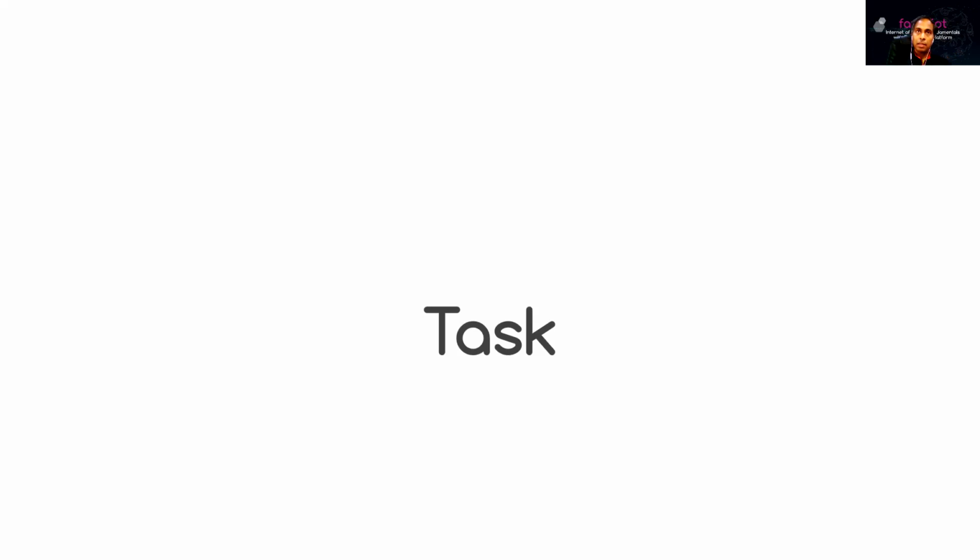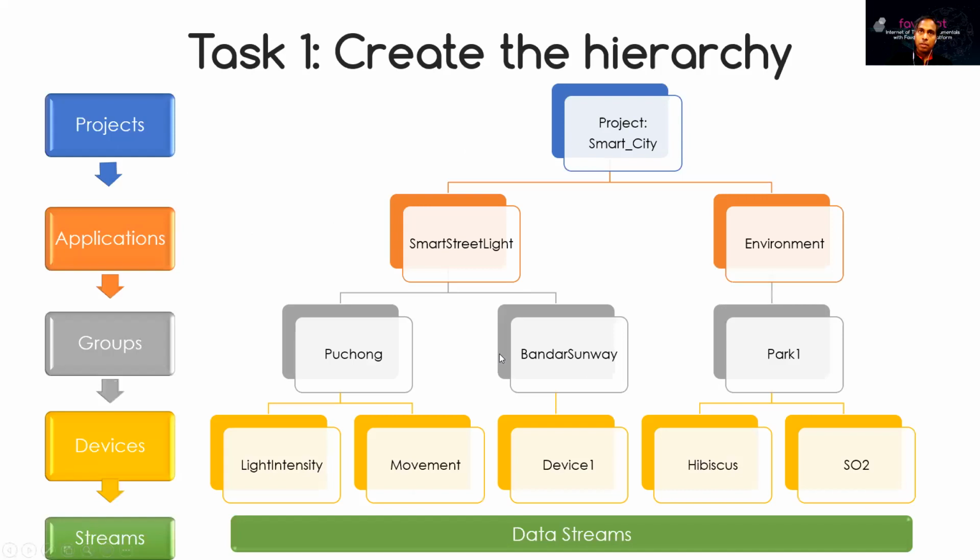Now the next step is just a small task. So remember, I've actually shown this one. The first task is that you need to create this hierarchy in the platform in your account. We'll be using this later. So you create it manually. Don't use the auto create. Use the manual creation. First, create a project named smart_city, or you can skip the space, just smartcity also.